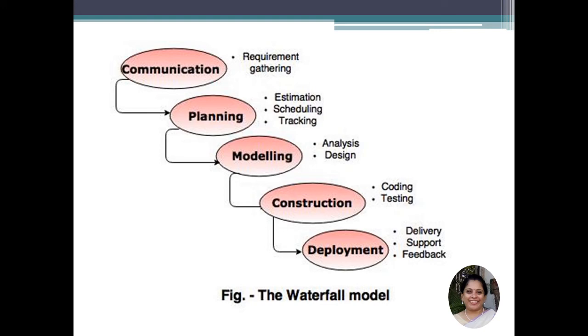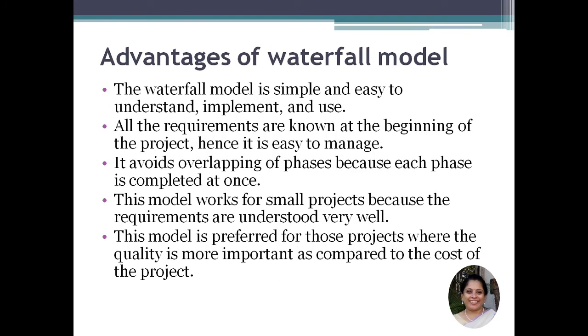Now, what are the advantages of this model? It is simple and easy to understand, implement and use. It is very simple. The client understands what the model actually is. All the requirements are known at the beginning, hence it is easy to manage. It avoids overlapping of phases because each phase is completed before we start with the new phase. The model works for small projects because the requirements are understood very well. The model is preferred for those projects where quality is more important compared to the cost of the project, because each phase is completed and checked and the feedback is taken.